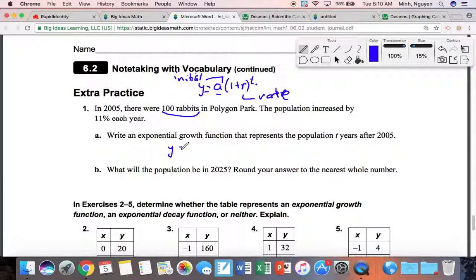They say y equals 100 times 1 plus the rate, which is 11%. Convert that to a decimal by sliding the decimal over twice, to the t. Or if you want, since it's years, you can call it years. It says population t years after 2005. That's it, we're done. That's our function. What will the population be in 2025? How many years is that from 2005? That's 20 years, so we just replace the t with a 20.